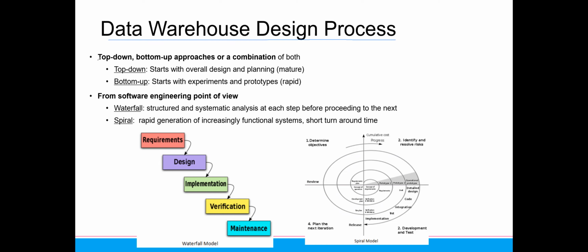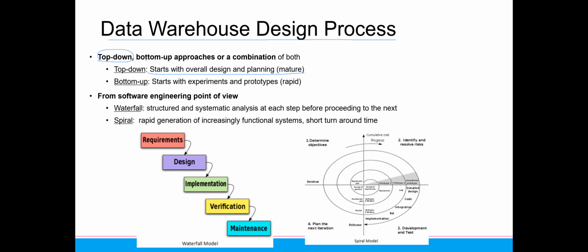The first design process, we call it top-down. The top-down starts with overall design and planning. So you need to make a mature design, and then you can make the data warehouse.